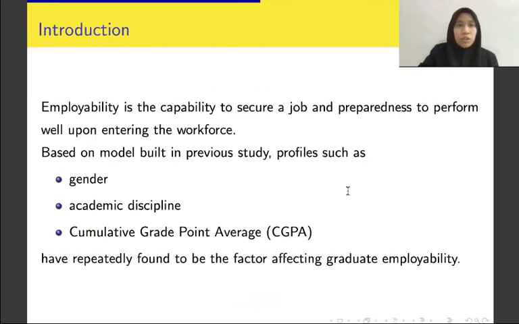A little bit of introduction about our topic. Employability is the capability to secure a job and preparedness to perform well upon entering the workforce. A little bit of literature review. Based on models built in previous studies, profiles such as gender, academic discipline, and cumulative grade point average, CGPA, have repeatedly been found to be factors affecting graduate employability.